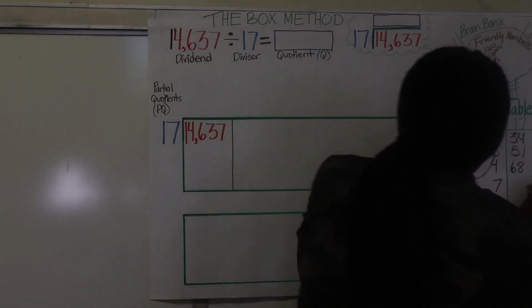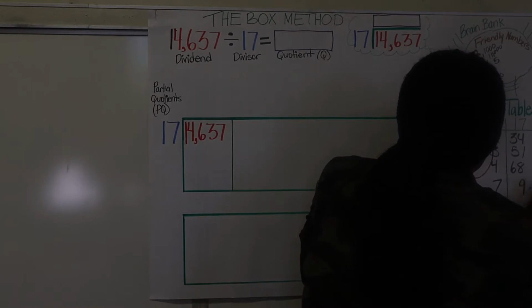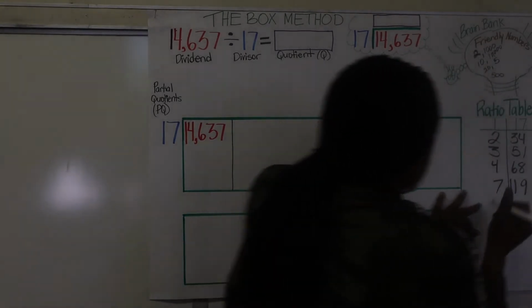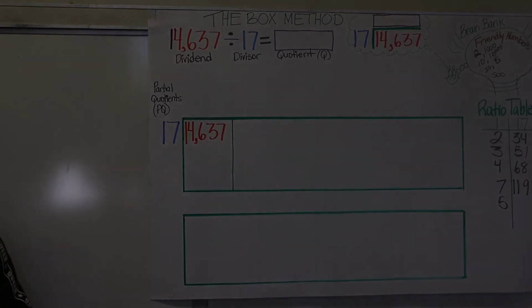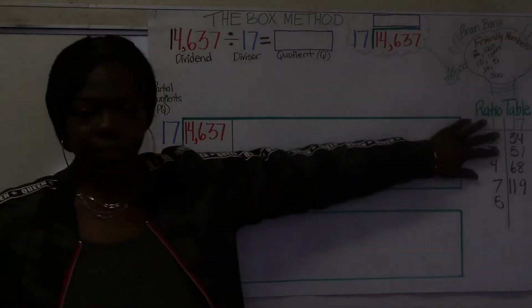118. What if I wanted 5 groups of 17? What can I put together?